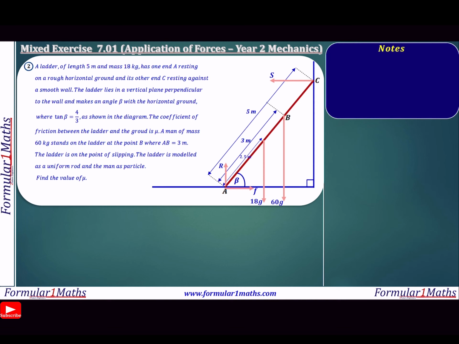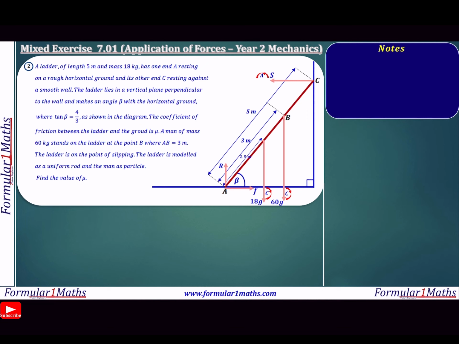So we've got all the forces now acting on the ladder. At this point, we are going to take moments, and I'll take moments about A. Taking moments about A, you can see that the 18G Newton force will produce a clockwise moment about A, and so will the 60G Newton force. And the normal reaction of the wall on the ladder will produce an anti-clockwise moment. So now we know the senses of the moments that we're going to take.